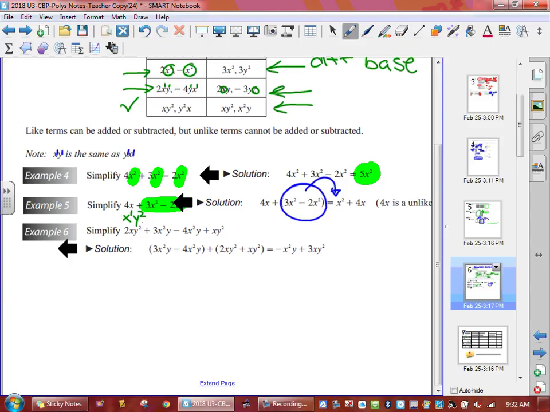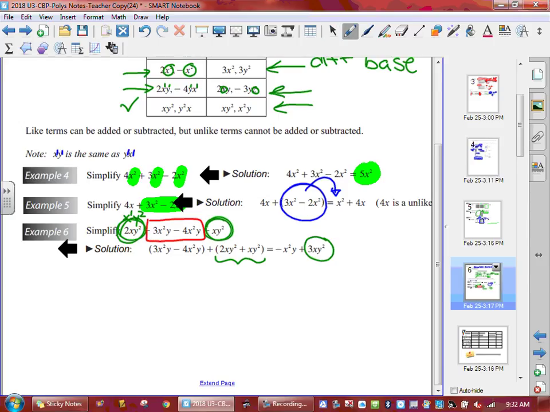So they grouped their like terms together. And then they got the 3 at the end there. It's positive 3. They took the other ones. They both had x squared and a y. They grouped them together. And then they added their numbers in front. They took 3 and subtracted 4. And that's how they got that negative 1 in front.